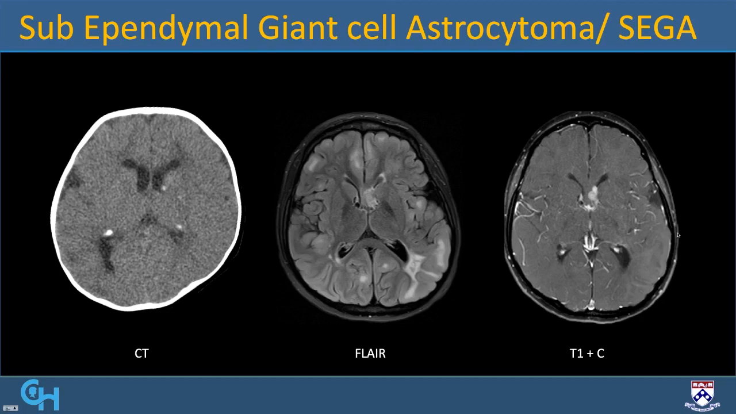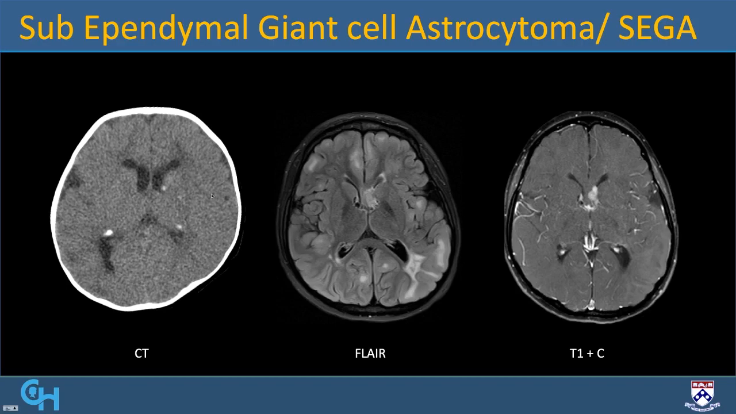I want to now talk about a specific subtype of astrocytoma, which is the subependymal giant cell astrocytoma, also known as the SEGA. Now, this is a category of astrocytomas which is typically associated with tuberous sclerosis, and their typical location is at the foramen of Monro, and very often they can be bilateral.